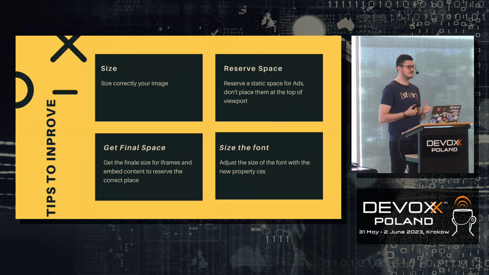First, size your images correctly, thanks to the height and width attributes. You can also use aspect-ratio, the new CSS property. For ads, embeds, and iframes which have dynamic content, don't put them at the top of your page. Put them on the right, on the left, on the bottom, but not on the top, because when the iframe pops on the screen, automatically the screen shifts downward and the user will lose his reading focus.